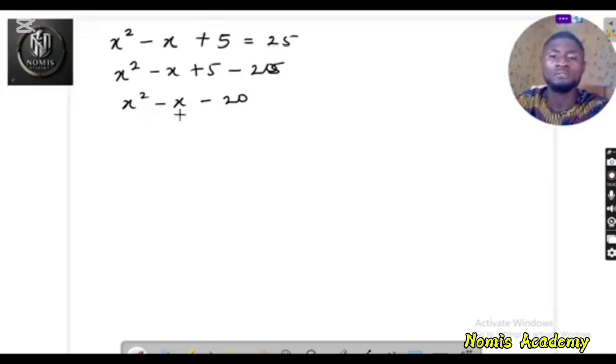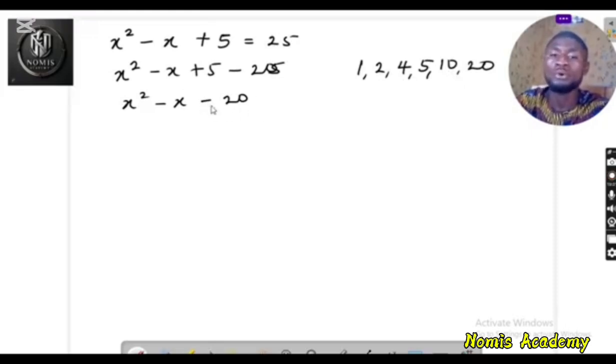If you like, use the almighty formula, but in this video we're going to use factorization. So how do we factorize? We think of two numbers that if we multiply together we have minus 20, and if we add together we have minus 1. Remember that the coefficient of x here is 1. So how do we get those numbers? We look for the factors of 20. What are the factors of 20? 1, 2, 4, 5, 10, and 20 itself.